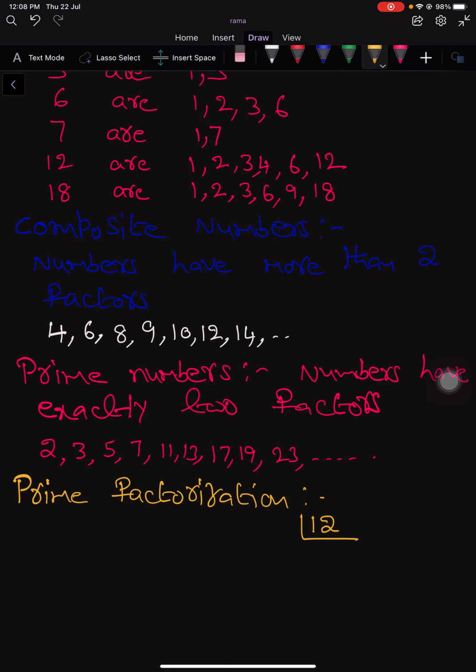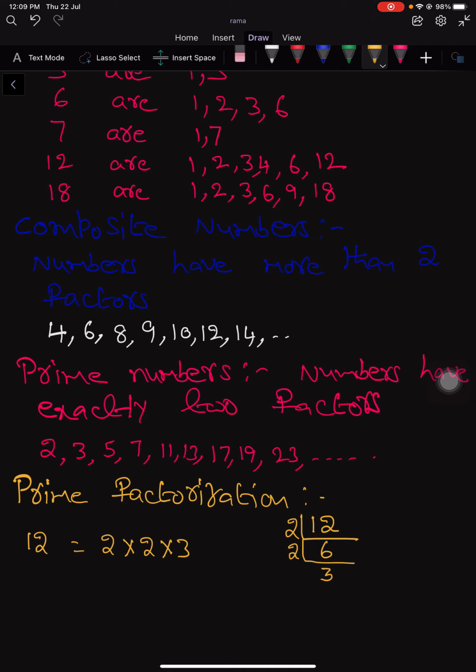12 is divisible by the first prime number 2. 2 sixes are 12. Again 6 is divisible by 2. 2 threes are 6. 3 is a prime number. So 12 is equal to 2 into 2 into 3. I think you have understood.